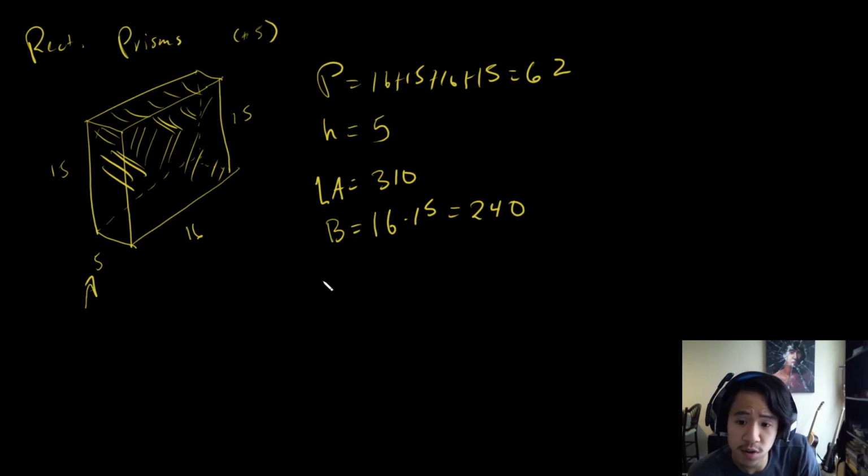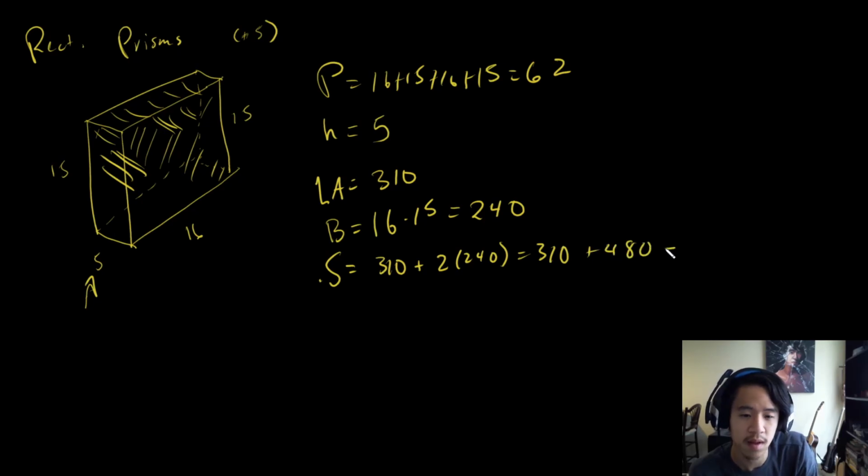So our total surface area is going to be our lateral area plus 2 times our base. So this is 480. So this is 790 units squared.